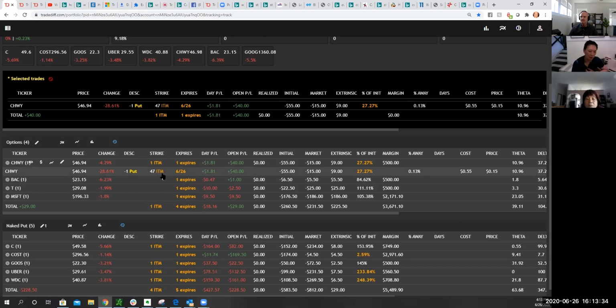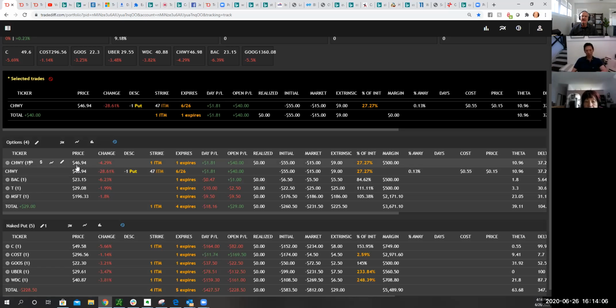Alice, you asked us about in the money, right? When you look at this strike column, it has a big ITM next to all the in the money options. And if Chewy is trading at $46.94, any strike price that's below $46.94, since it's a put, will be in the money. In this case, your strike is 47.